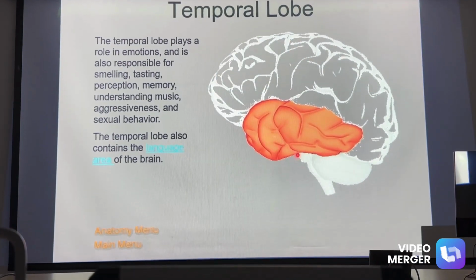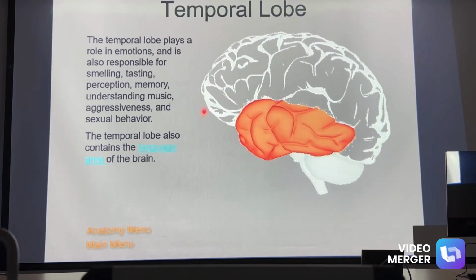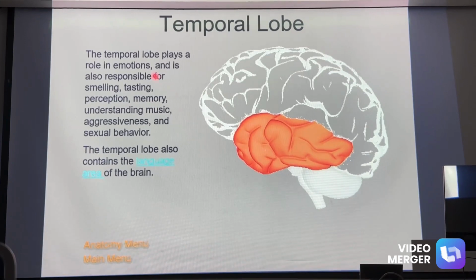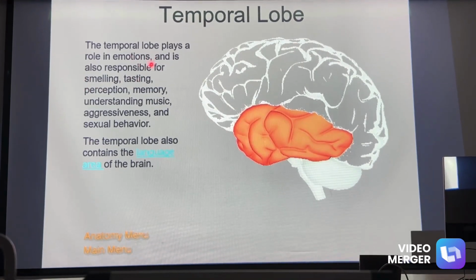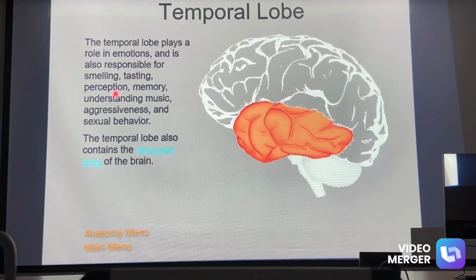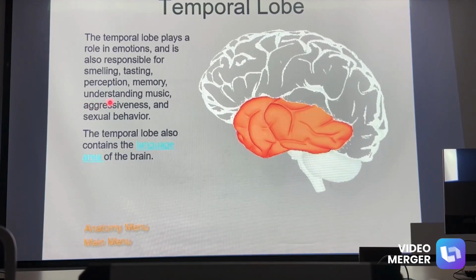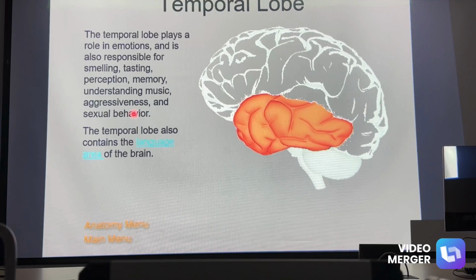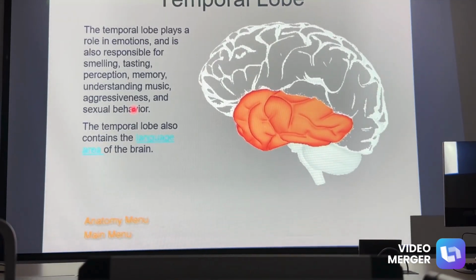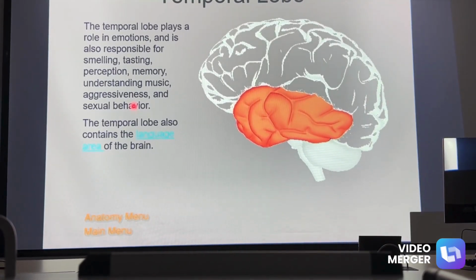The temporal lobe plays a major role in emotions and is also responsible for smelling, tasting, perception, memory, understanding the music, aggressiveness, and sexual behavior. Also, it contains the language area of the brain.